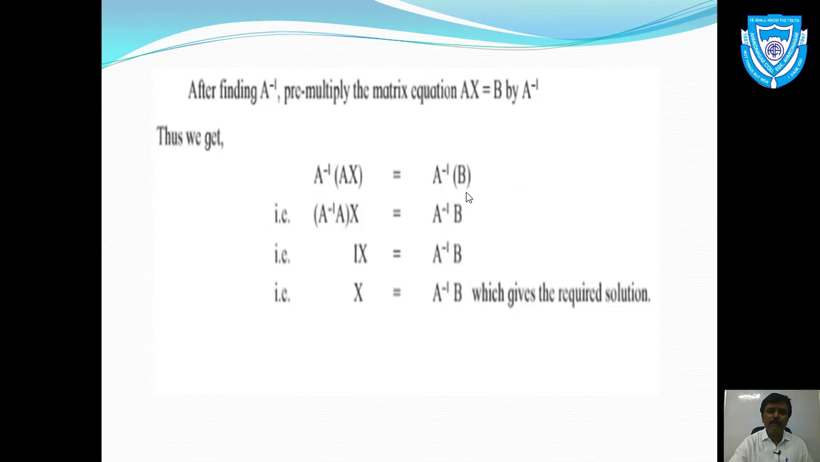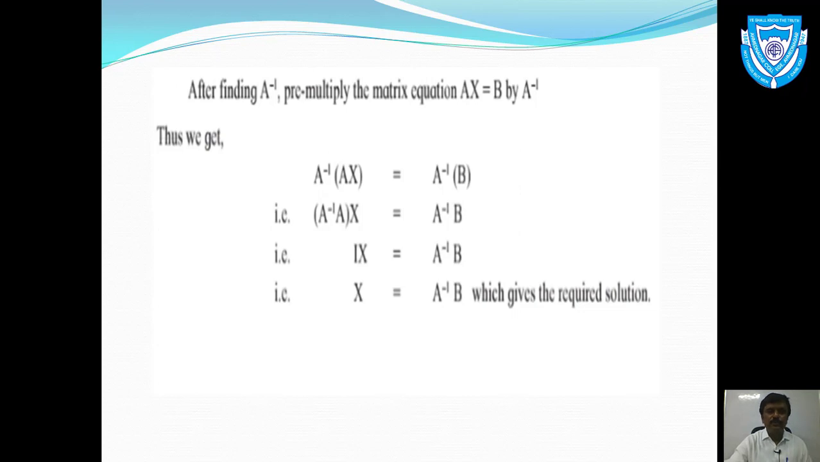Now see, matrix multiplication is associative. It means that you can observe that in the second step we have enclosed A inverse and A in one bracket, and we have kept capital X outside the bracket, which is equal to, at the right hand side we have just removed this bracket and we have simply written A inverse into B. In the next step you can observe that A inverse and A, the multiplication of these two is nothing but capital I, because we know a matrix and its inverse, their multiplication is always capital I.